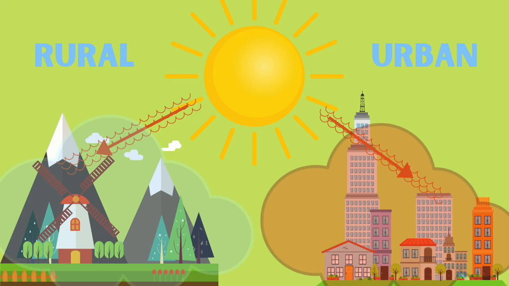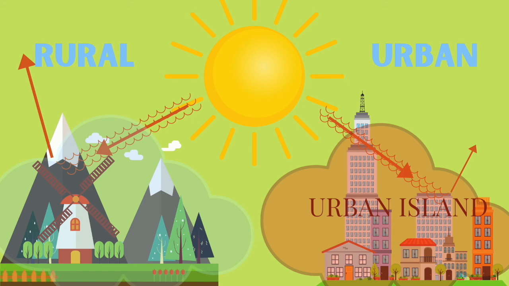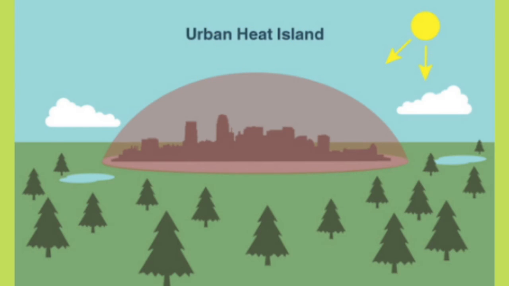In rural areas, there are more plants that are able to turn water into water vapor and then release it into the air. This process is called transpiration. It acts as nature's air conditioner and it cools the surrounding areas. Basically, in urban areas, the heat gets trapped in a big bubble around it, and we call that an urban heat island.